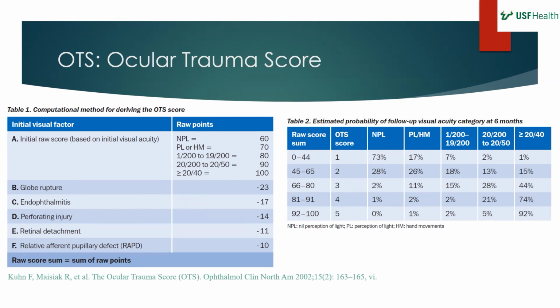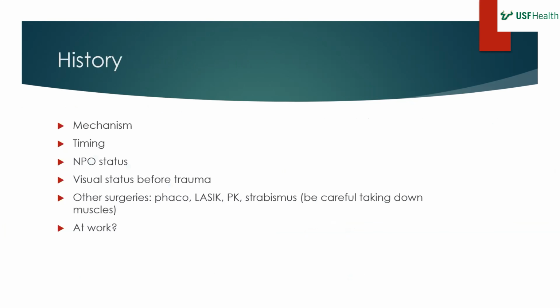Just know the obvious things: if you have poor vision to start with, a globe rupture, and endophthalmitis, they don't do as well. I'll definitely take a history. Sometimes this is possible. Sometimes patients are in the trauma bay and it's not really possible.